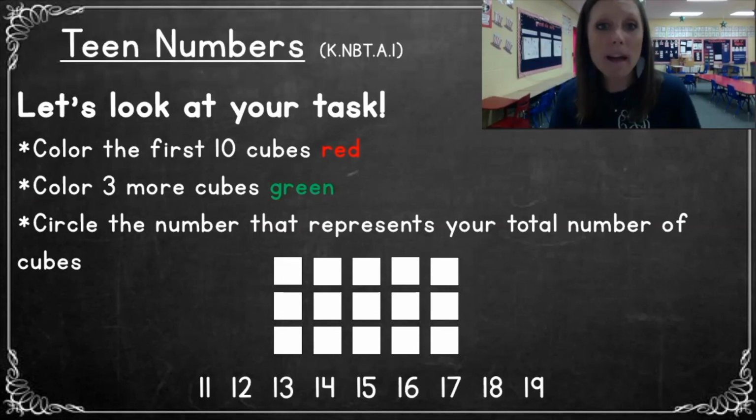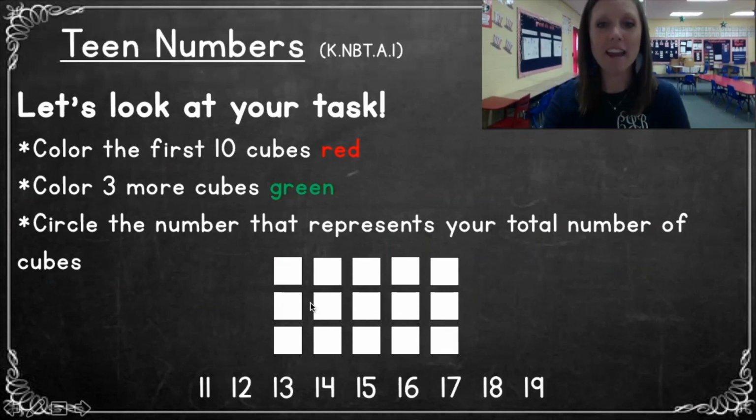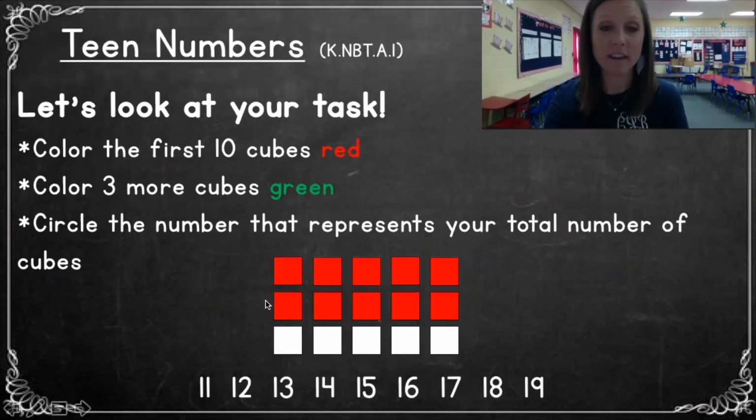So in the packet, you will notice there are some pictures of some cubes. And the task asks us to color the first 10 cubes red, and then we have to color 3 more cubes green, and then we have to circle the number that shows the total number of cubes. Well, so I'm thinking in my head, well, that's a lot of direction. So let's break it down. The first thing we want to do is color the first 10 cubes red. Well, let's count together. 1, 2, 3, 4, 5, 6, 7, 8, 9, 10. I can color those 10 red. Easy.